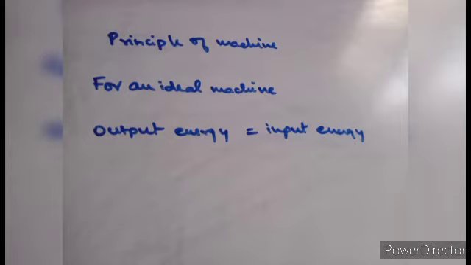Now an actual machine. So in actual machine, the output energy is always less than the input energy. Why? Because there are three reasons behind the loss of energy. First, the moving parts in it are neither weightless nor smooth or frictionless.